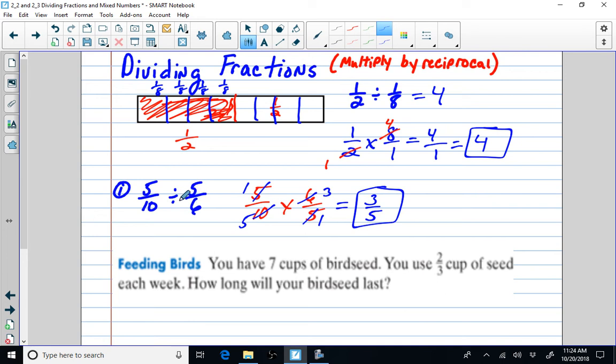How many 5/6 are there in 5/10? Right, there would be 3/5.